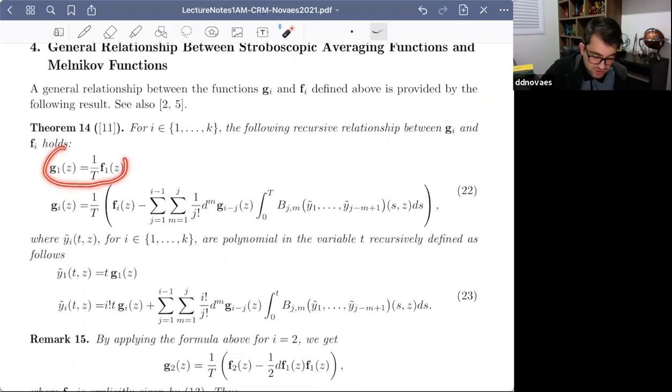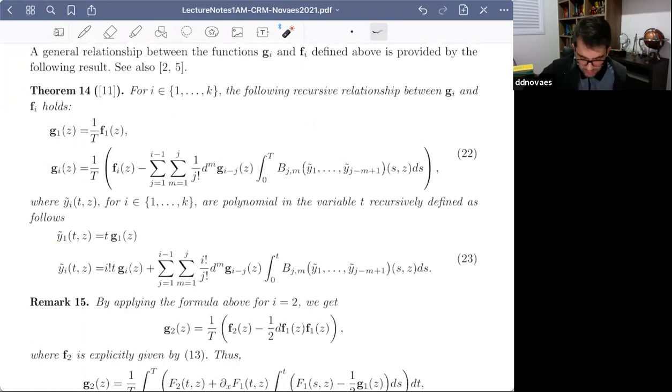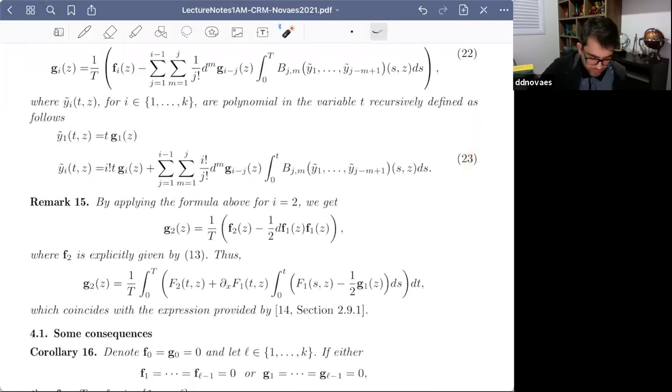So we can compute g1 having f1. After we computed g1, we compute y1 tilde, and having computed y1 tilde, we can compute g2, because this expression depends only on g1 and y1, and so on. Okay. Applying this formula, we can compute the second order stroboscopic average function g2.